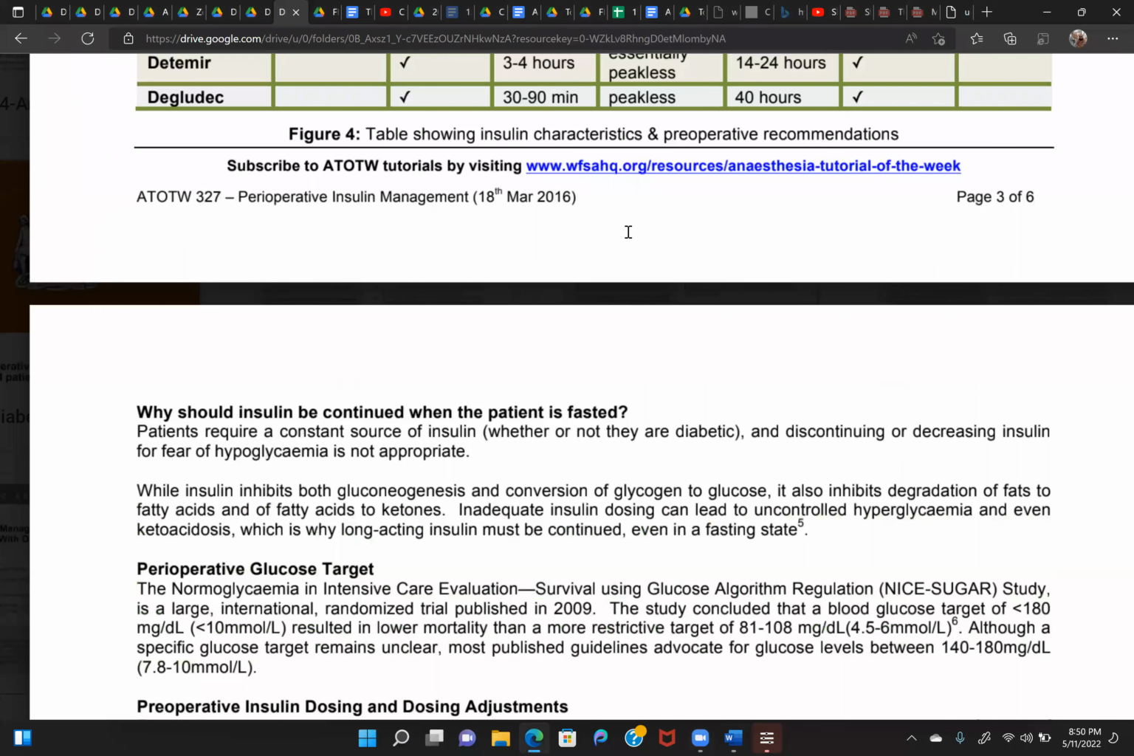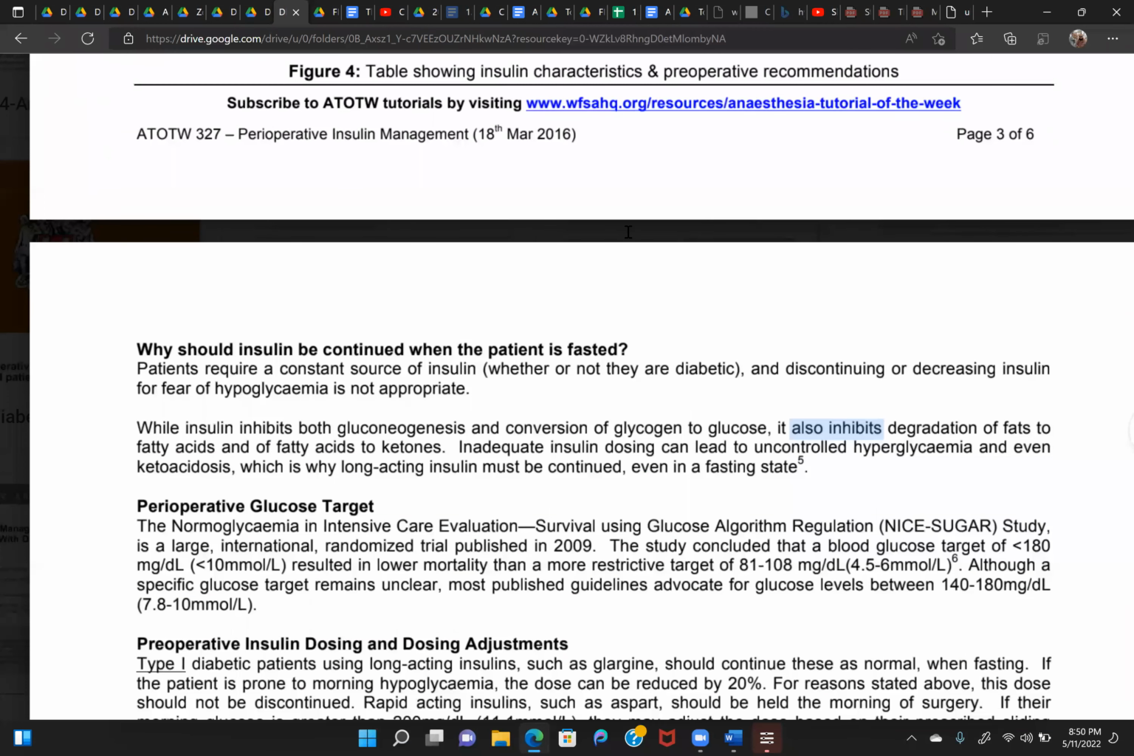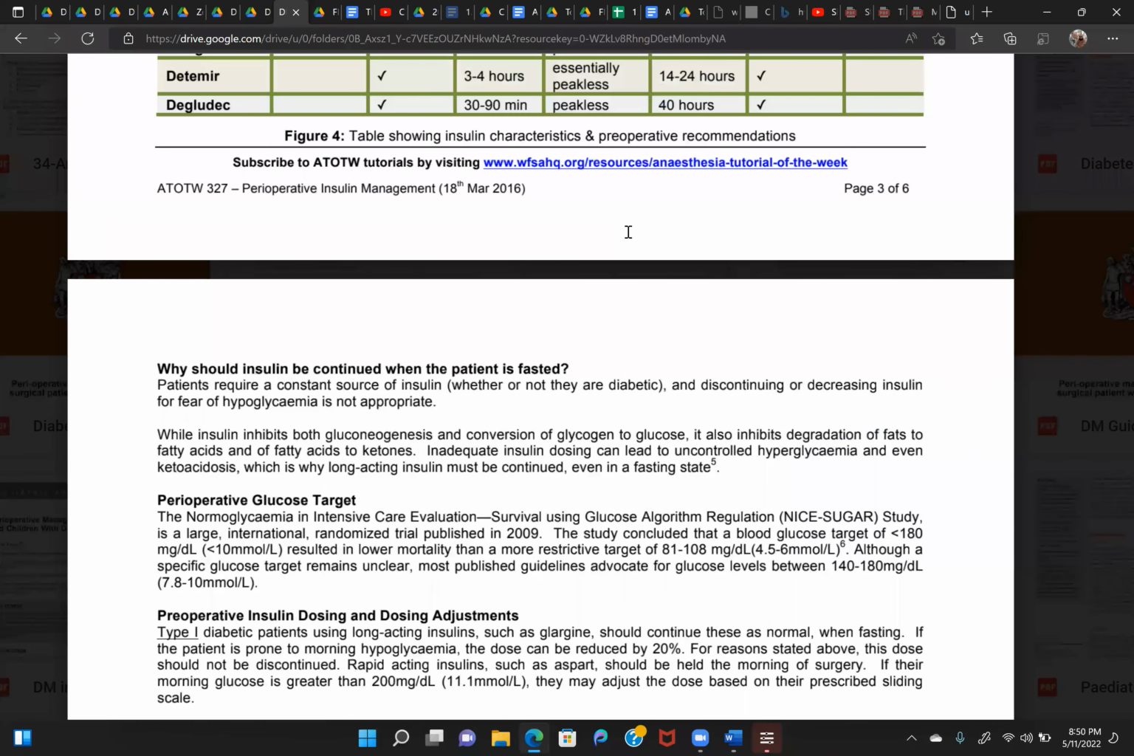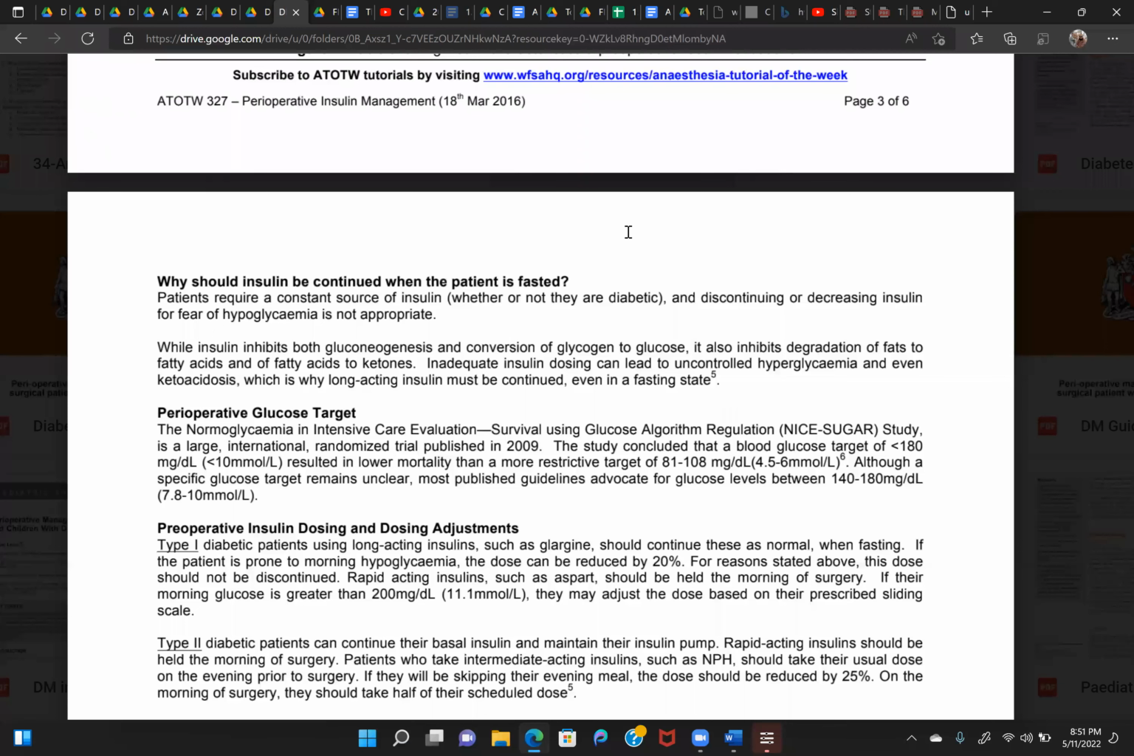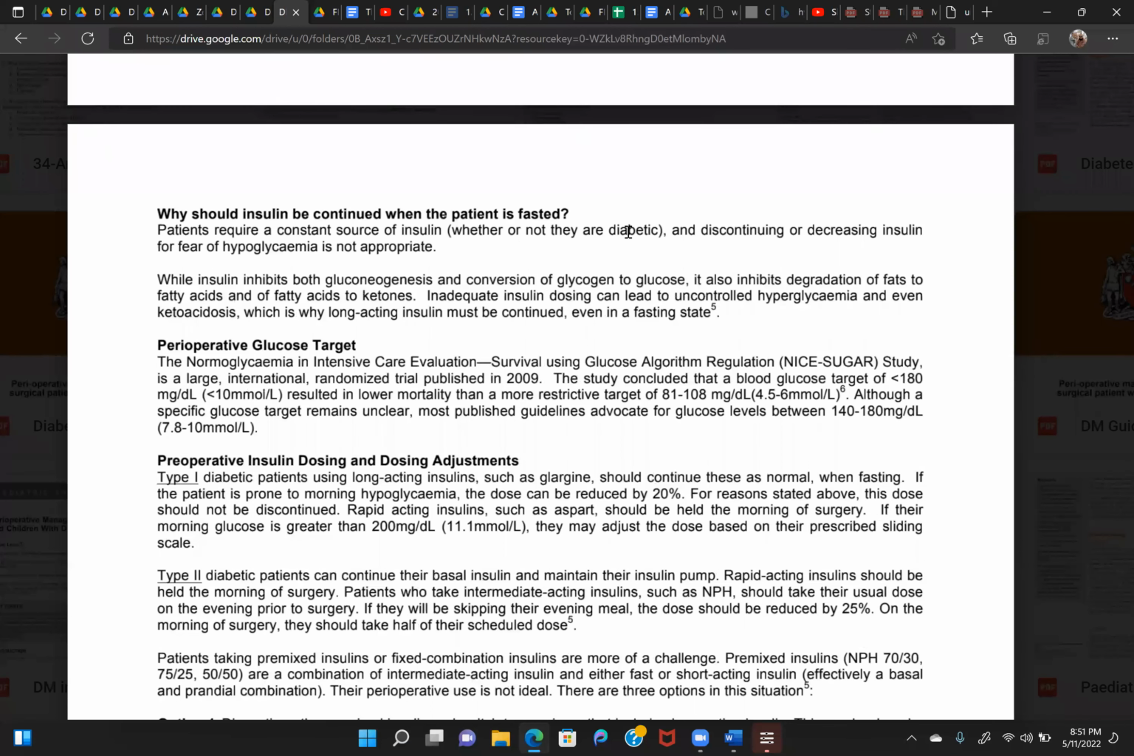Patients require a constant source of insulin, whether or not they are diabetic, so discontinuing or decreasing insulin for fear of hypoglycemia is not appropriate. While insulin inhibits both gluconeogenesis and conversion of glycogen to glucose, it also inhibits degradation of fats to fatty acid and of fatty acid to ketones. Inadequate insulin dose can lead to uncontrolled hyperglycemia and can even cause ketoacidosis. I have told you the pearl, which is the more important thing.